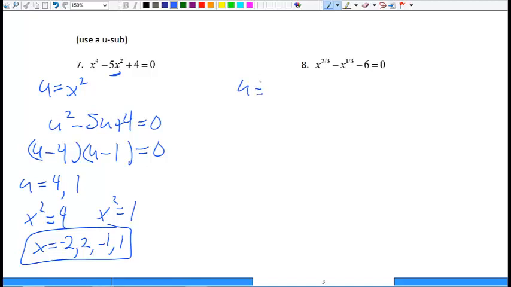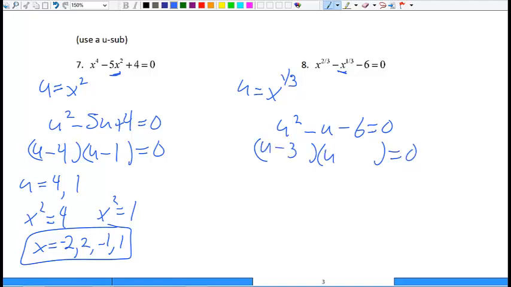Okay, number 8. Again, we're looking at the linear term. So I'm going to replace x to the 1/3 with u. So what is x to the 2/3 in terms of x to the 1/3? Well, that's just u squared. So we're looking at u squared minus u minus 6 equals 0. And that's actually one we've just done recently. So that would be u minus 3 and u plus 2. So I get u equals positive 3 and u equals negative 2.